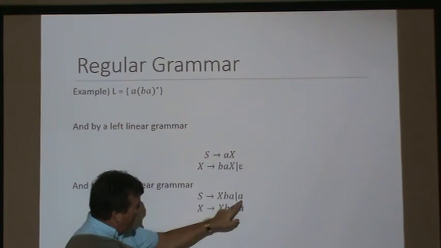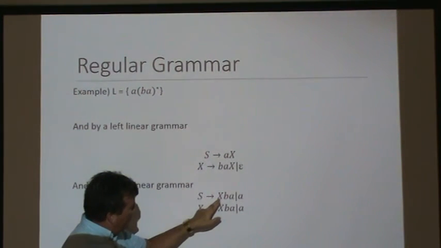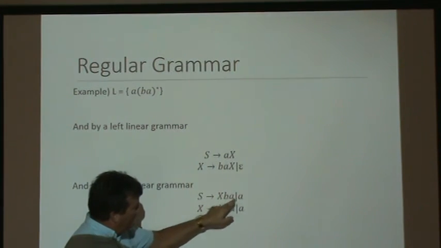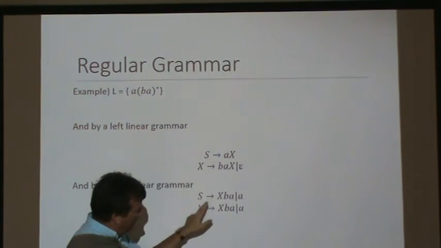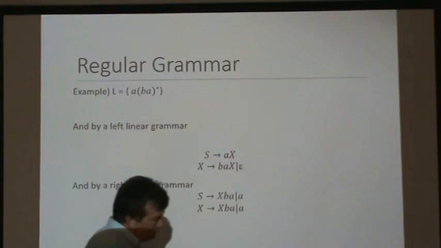So we could have an A, and then we could have an X symbol with a BA after it. And we define the X symbol as being an X symbol with a string of BAs after it.